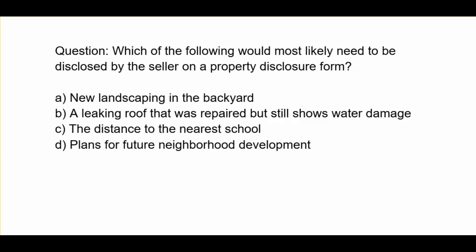Which of the following would most likely need to be disclosed by the seller on a property disclosure form? A. New landscaping in the backyard. B. A leaking roof that was repaired but still shows water damage. C. The distance to the nearest school. D. Plans for future development.